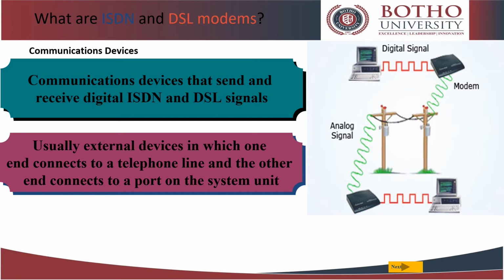ISDN and DSL work over the same kind of network, but the main difference is that ISDN has to actually dial out to achieve a connection for data to flow through. DSL does not need to dial out, and as a result, the user can make calls while connected to the internet.